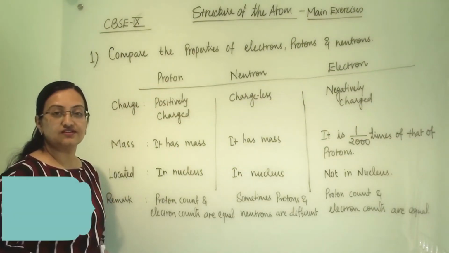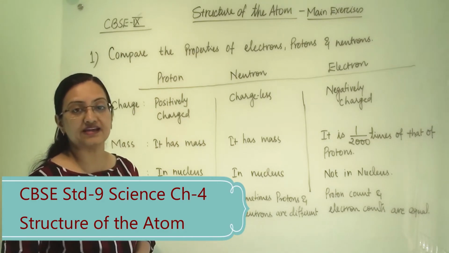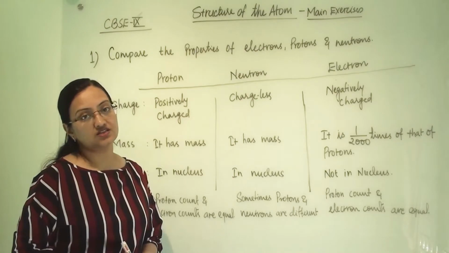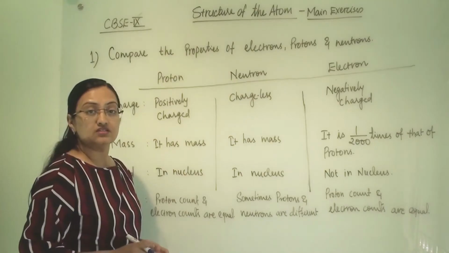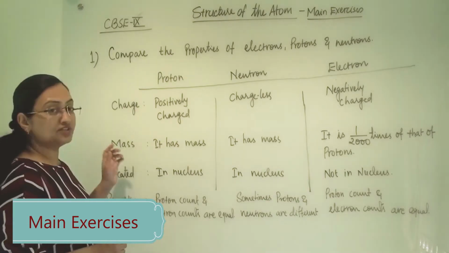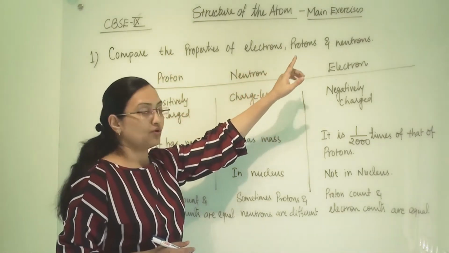Welcome to Learn Yourself. Today we are going to solve some of the questions from the main exercise of Structure of Atom. This chapter is under the CBSE Std-9 syllabus. This is the main exercise from page number 54. So the first question is: compare the properties of electron, proton and neutron.